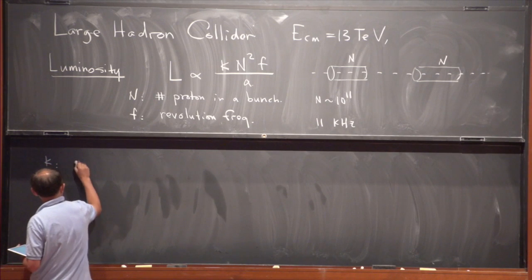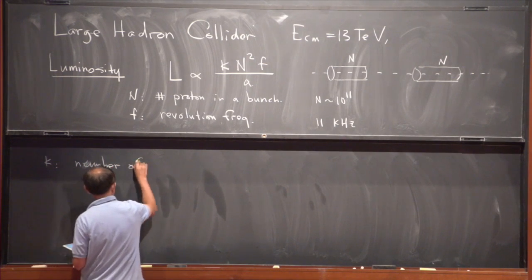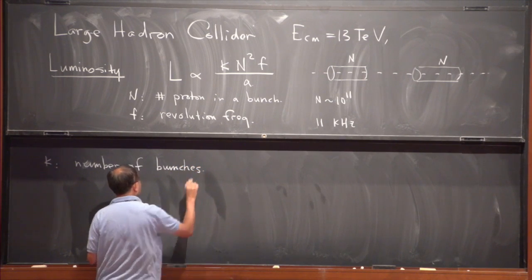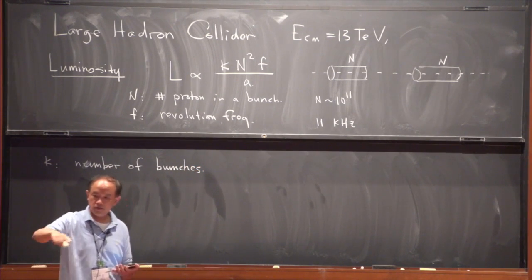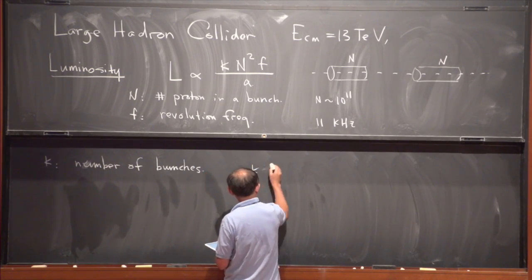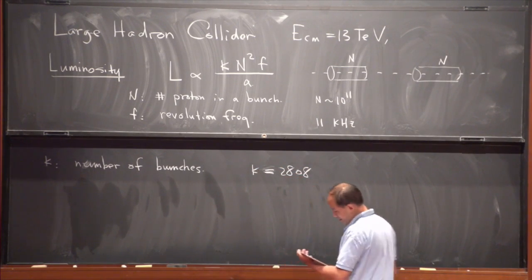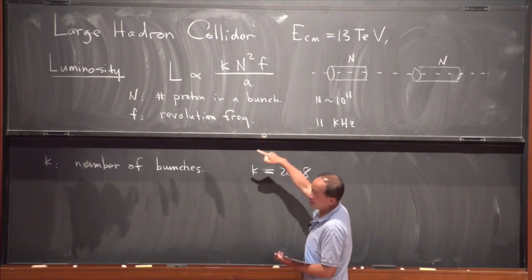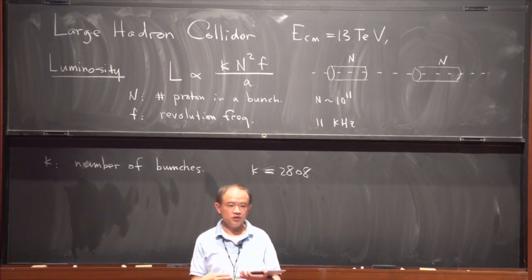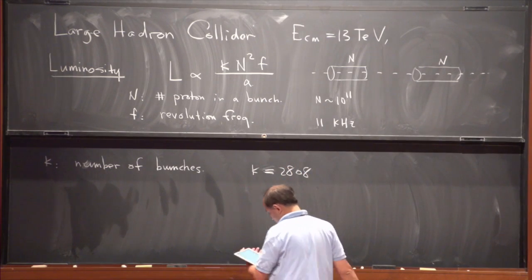And k is the number of bunches in the ring. And currently, k is, well, this is not approximately, this is equal to this. So you see that these three things basically tell you how many particles have a chance to pass each other per unit time. The product upstairs.